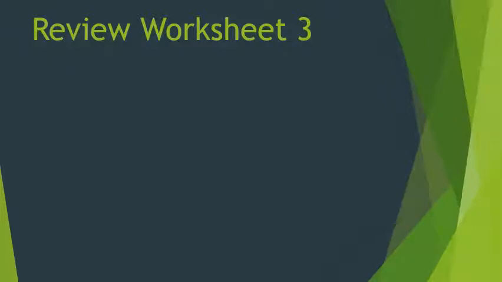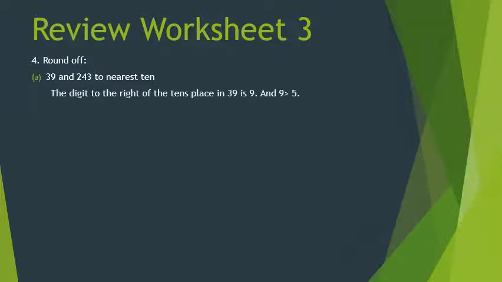So now let's come to question number 4 of review worksheet 3. Question number 4 is round off. The A part of this question says round off 39 and 243 to nearest 10. So let us see how we are going to do this.